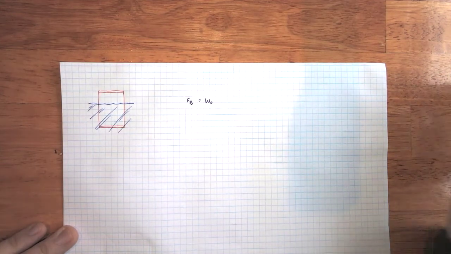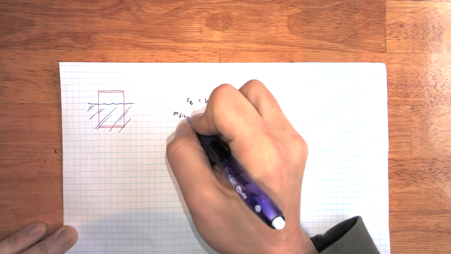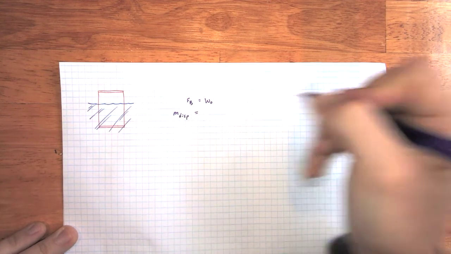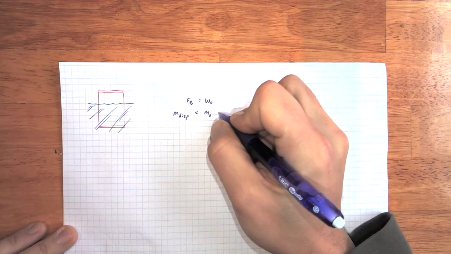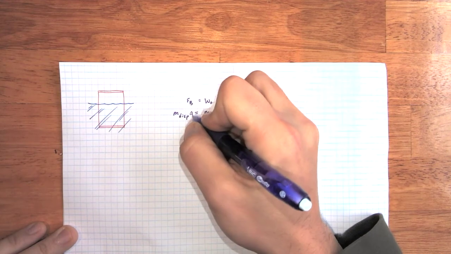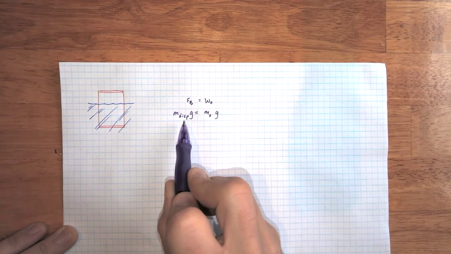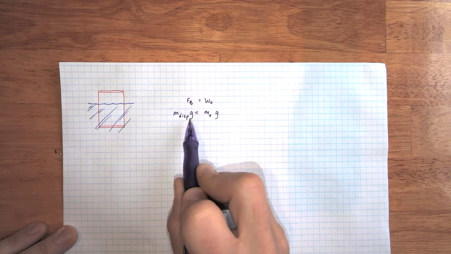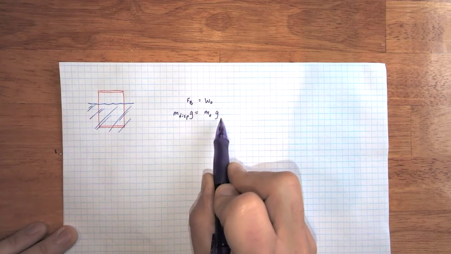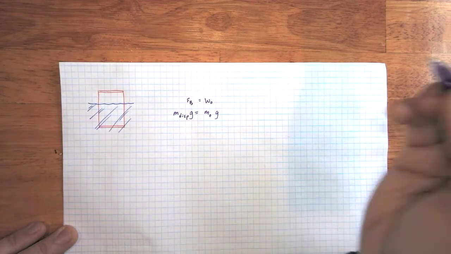Now that means that the mass of water displaced equals the weight of the object, which is just the mass of the object times gravity. So the weight of the displaced fluid equals the weight of the object. mg for the fluid equals mg for the object. Mass is density times volume.